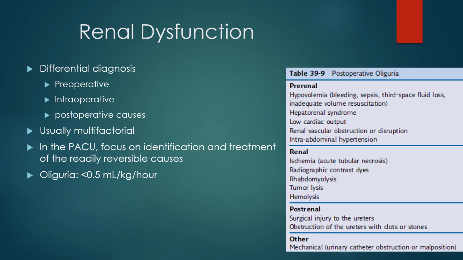And the differential diagnosis for your post-op renal dysfunction is really pre-renal, intra-renal, and post-renal causes. But usually it's multifactorial, and it's with a patient that's already had some pre-existing renal disease that gets exacerbated by some intraoperative insult. So in the PACU, we need to focus on our workup to really reverse any reversible causes of oliguria. What's oliguria? It's urine output of less than 0.5 ml per kilo per hour. For example, what's the most common cause of urinary retention in a patient with a Foley catheter? It's Foley obstruction or dislodgement.